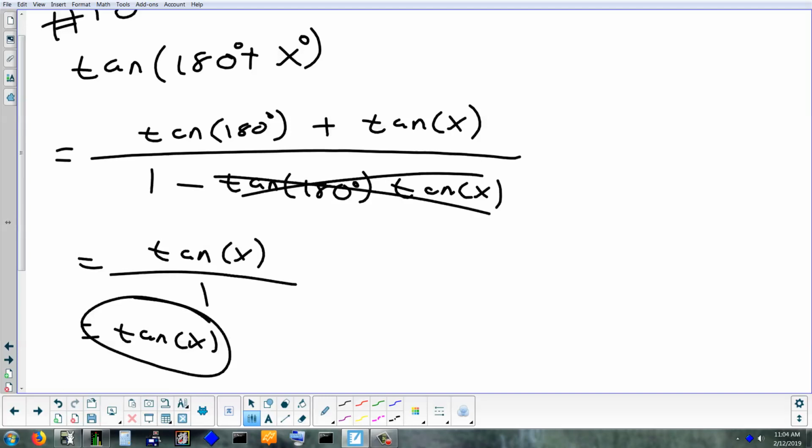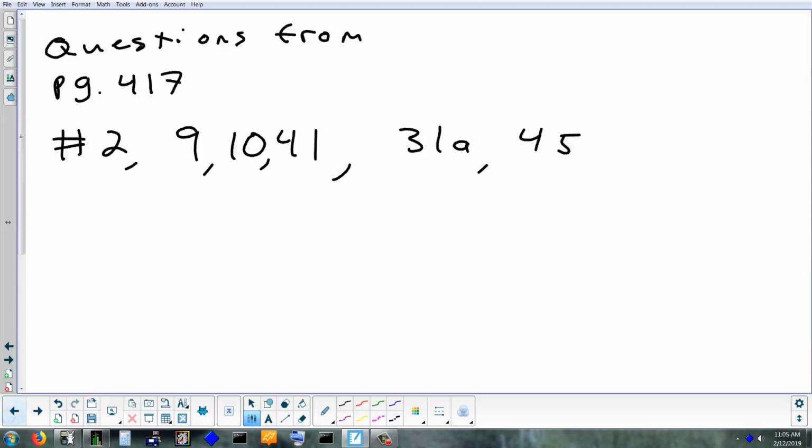So what that's basically proving is that if you take tangent and you phase shift it 180 degrees, it's exactly the same as the original. It would line up perfect again. That's because the period of tangent is 180 degrees. So that's what we just basically proved there.